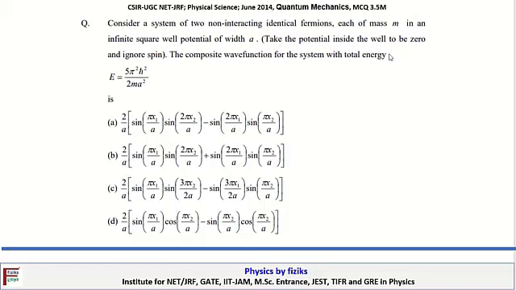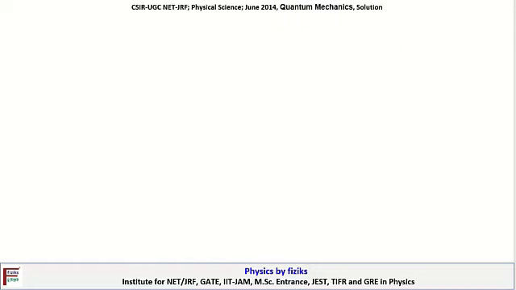Consider a system of two non-interacting identical fermions, each of mass m in an infinite square well of potential width A. Take the potential inside the well to be 0 and ignore the spin. The composite wave function for the system with total energy is... We have to determine the wave function from the given energy.